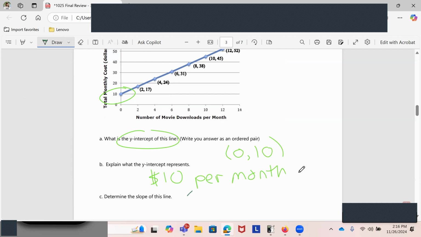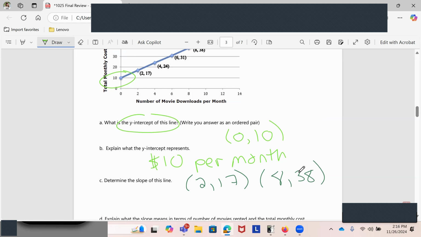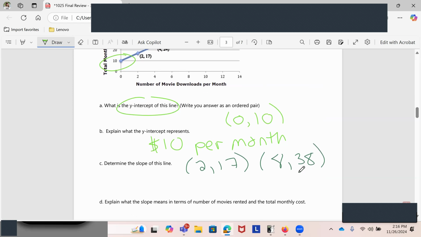I'm just going to go ahead and use (2, 17) and (8, 38). I just picked it randomly. It's the first one I saw when I lifted up my head. So now we're going to use that slope formula that we wrote and find the slope. We talked about this as we subtract the y values. So the first thing you're going to do is 38 minus 17.